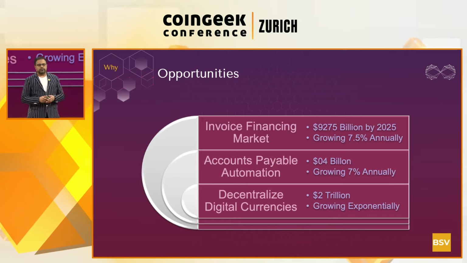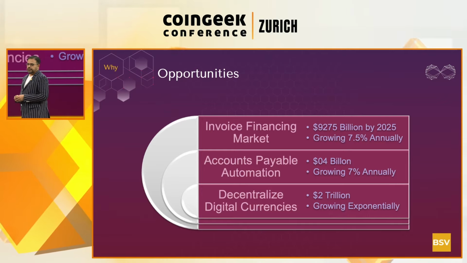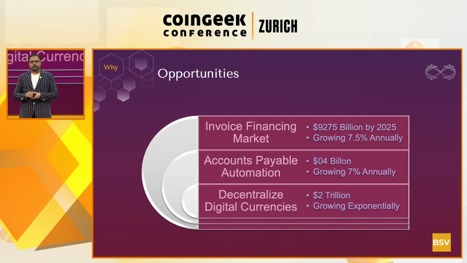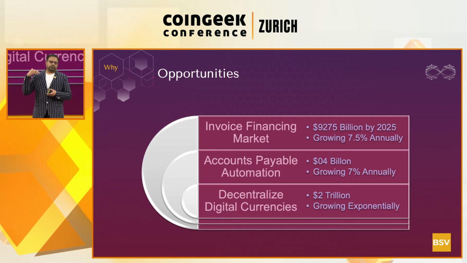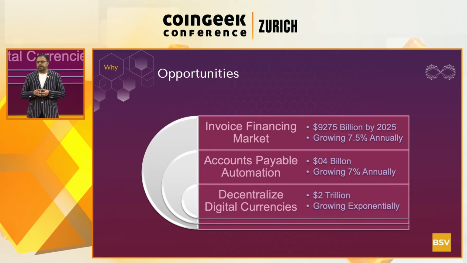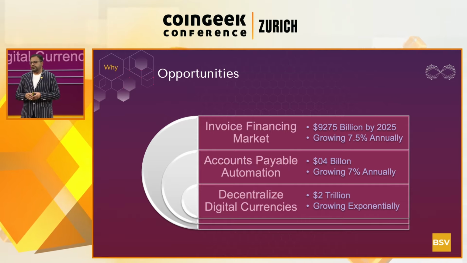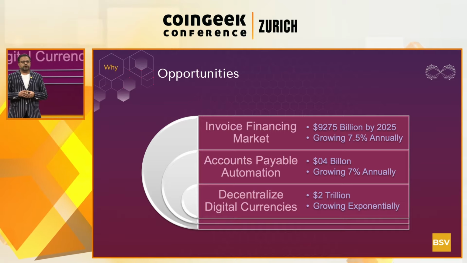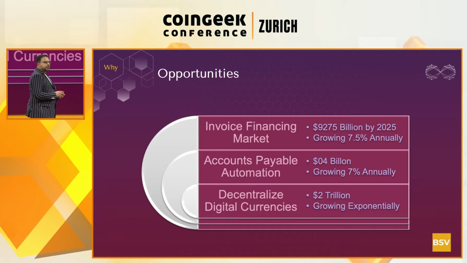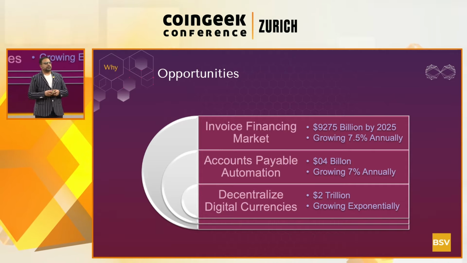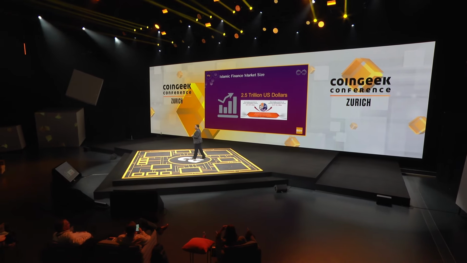Now, these are the opportunities which are available if you are in the invoicing space. There is an invoice finance market, which is reaching out to a $1 trillion market, growing 7.5% annually. Accounts payable automation, which is basically invoice processing, is again a $4 billion market, growing 7% annually. And last but not least, cryptocurrencies, around a $1.5 to $2 trillion market, growing exponentially.